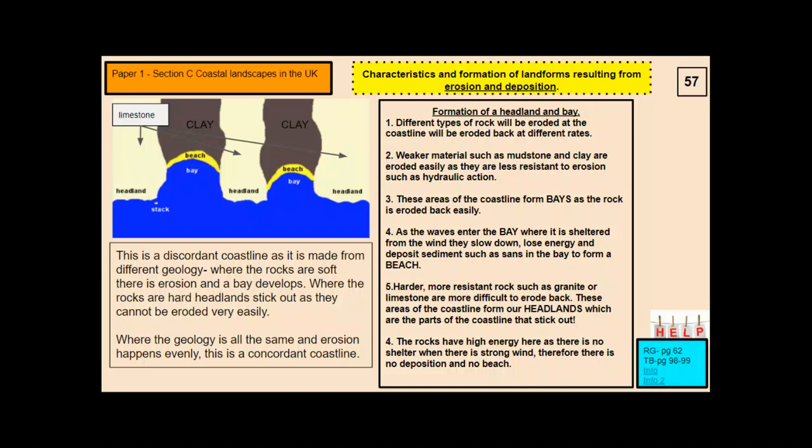So in this video, we're going to look at the formation of a headland bay. These occur on discordant coastlines. A discordant coastline is when the geology of the rocks, the different layers of rocks, run perpendicular to the coastline.